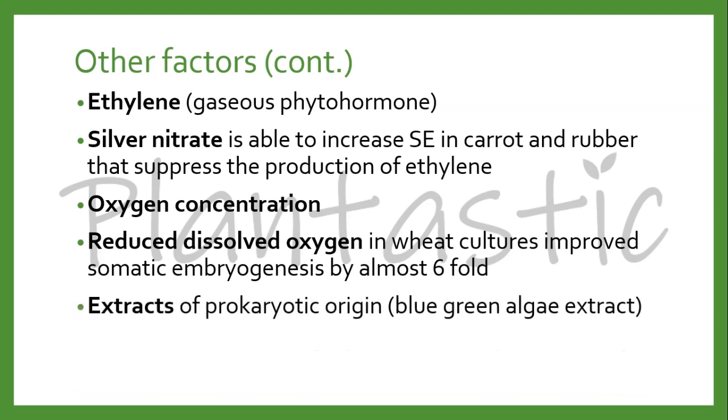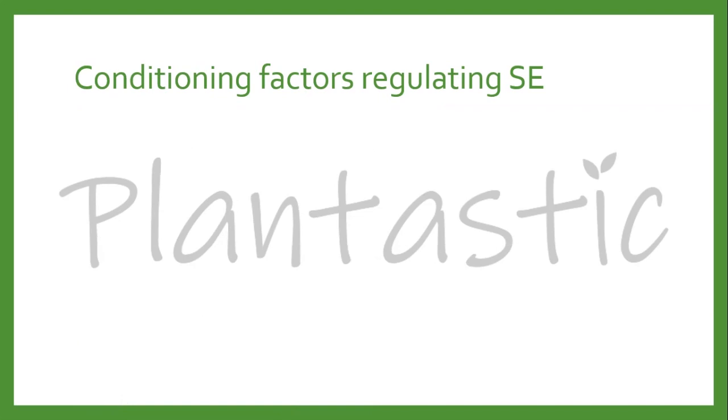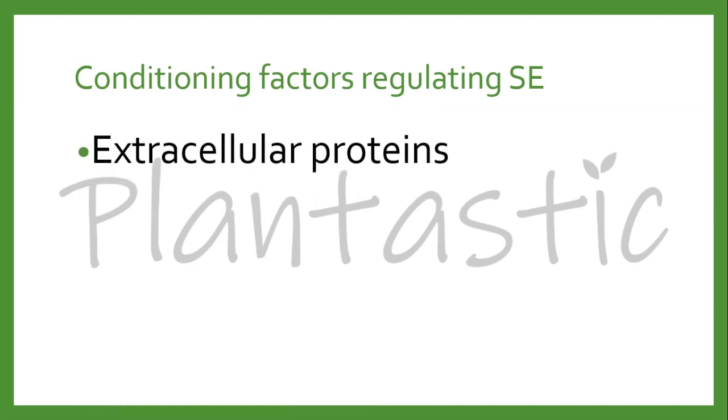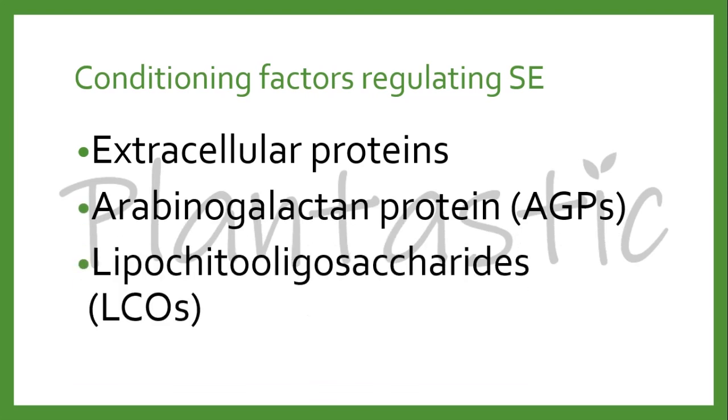Extracts of prokaryotic origin, which is the blue-green algae extract, can be added to induce somatic embryogenesis. You must take note that light, in terms of quality and photoperiod, is also important to influence somatic embryogenesis, as well as the application of some heavy metals. There are several conditioning factors regulating somatic embryogenesis at the physiological level, which are extracellular proteins, arabinogalactan proteins, and lipochito-oligosaccharides.